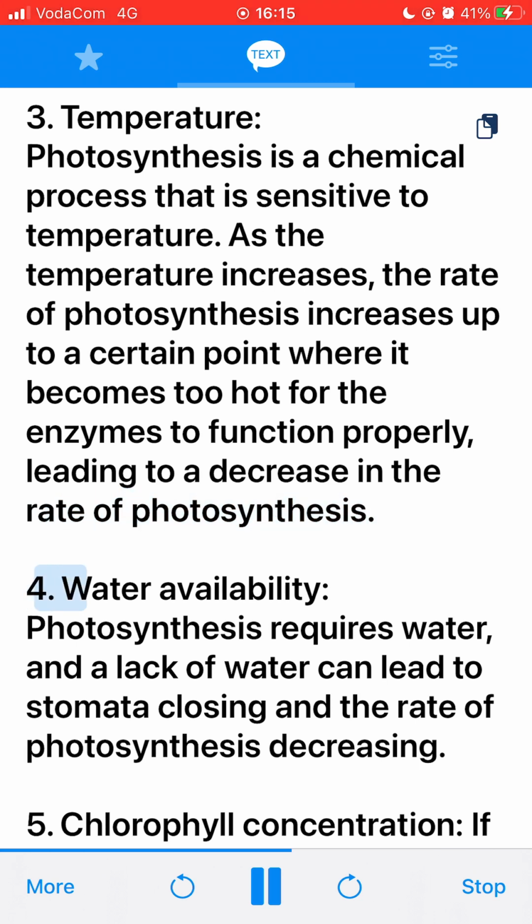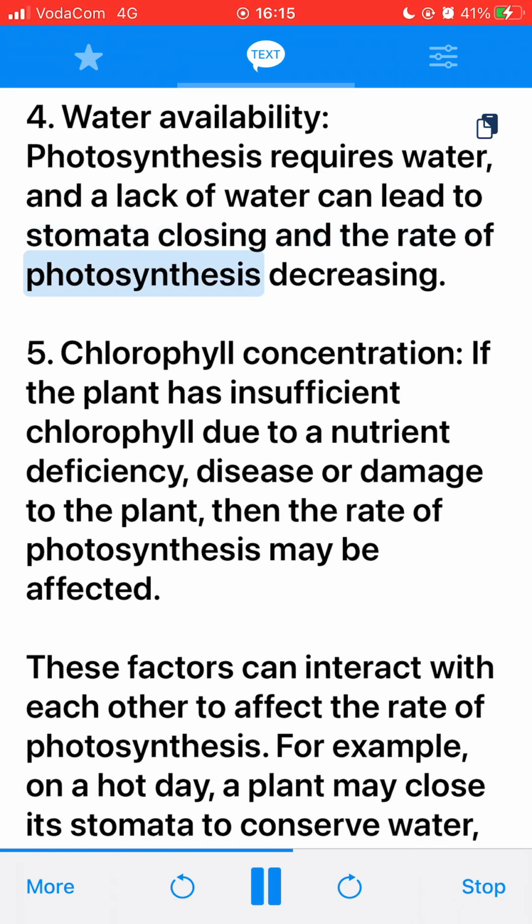4. Water availability. Photosynthesis requires water, and a lack of water can lead to stomata closing and the rate of photosynthesis decreasing. 5. Chlorophyll concentration. If the plant has insufficient chlorophyll due to a nutrient deficiency, disease or damage to the plant, then the rate of photosynthesis may be affected.